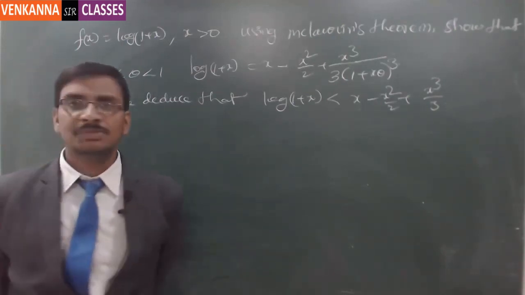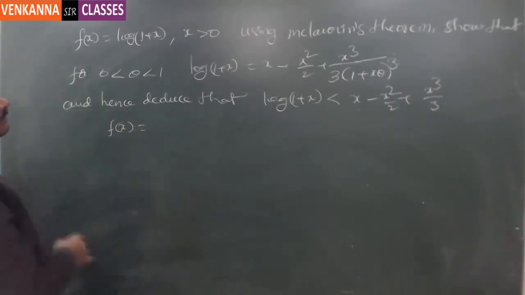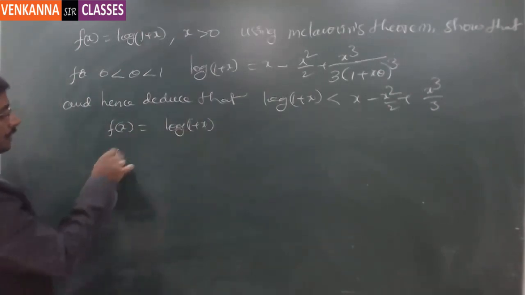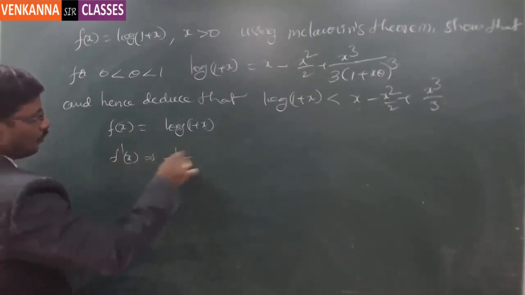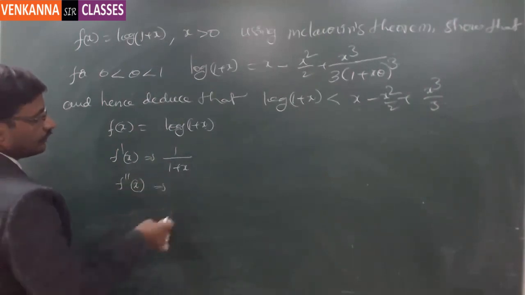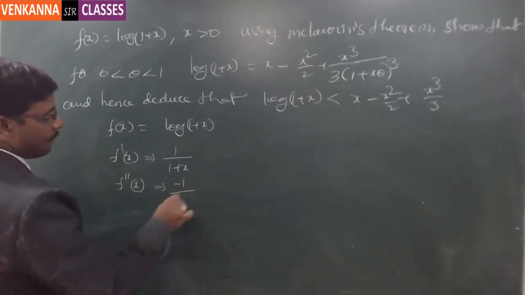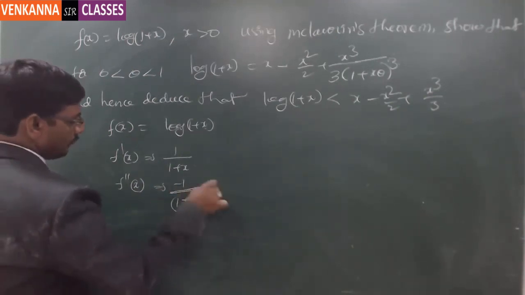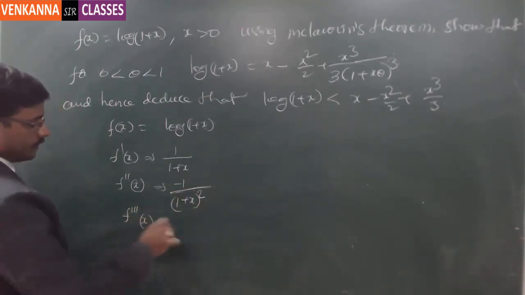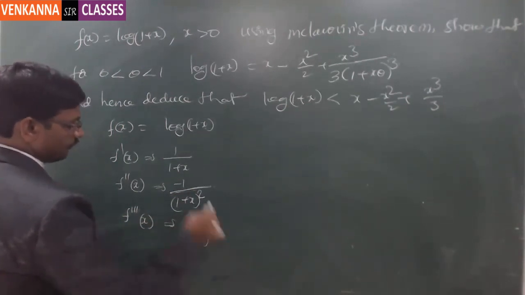So this is Lagrange's mean value theorem in the remainder format. So here f of x is given as log 1 plus x. Then f dash of x is equal to 1 by 1 plus x, and f double dash of x is equal to minus 1 by 1 plus x whole square. Then f triple dash of x is equal to 2 by 1 plus x whole cube.